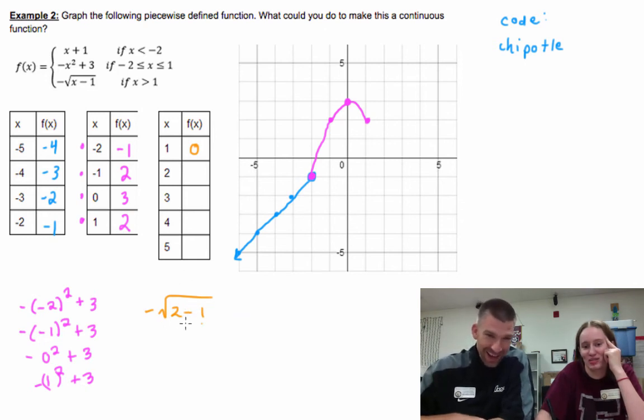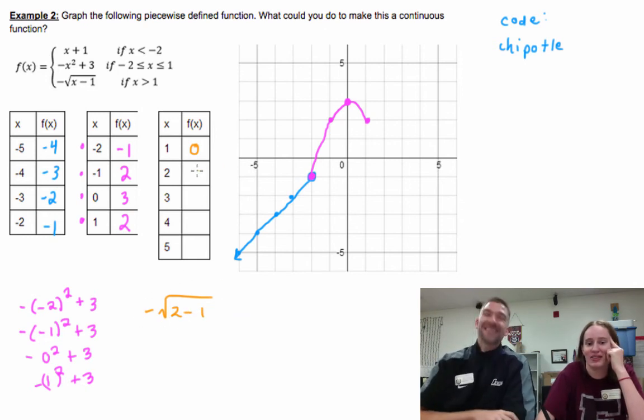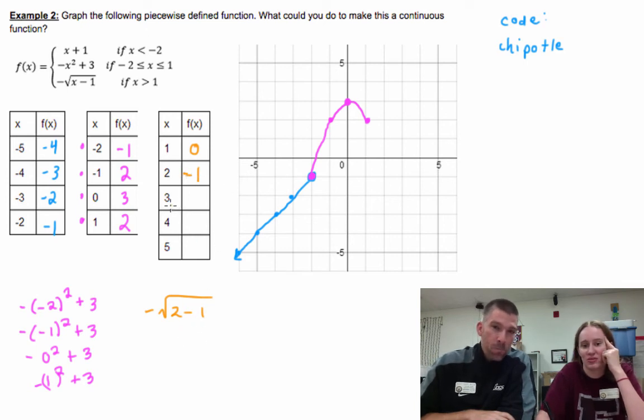If I plug in 2, 2 minus 1 is 1. Square root of 1 is 1. The negative on the outside makes it a negative 1. Now, here's the deal. 3 is going to be some sort of decimal. Yeah, it's going to be really, really weird.